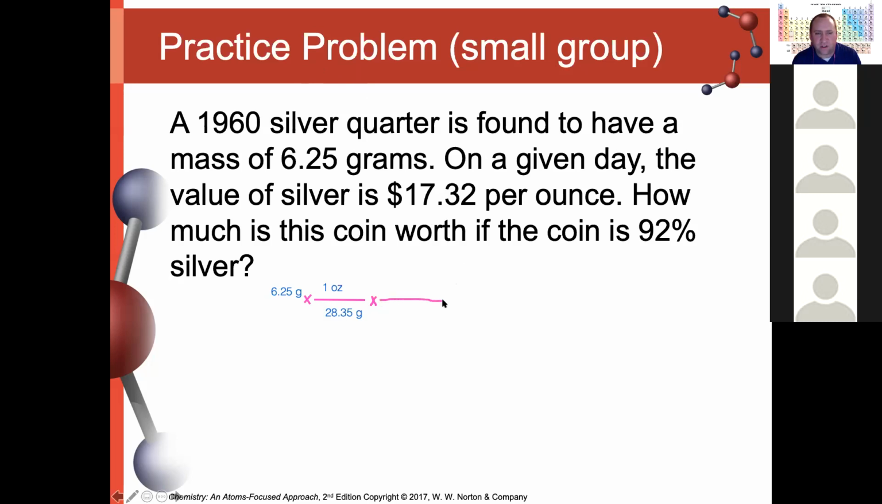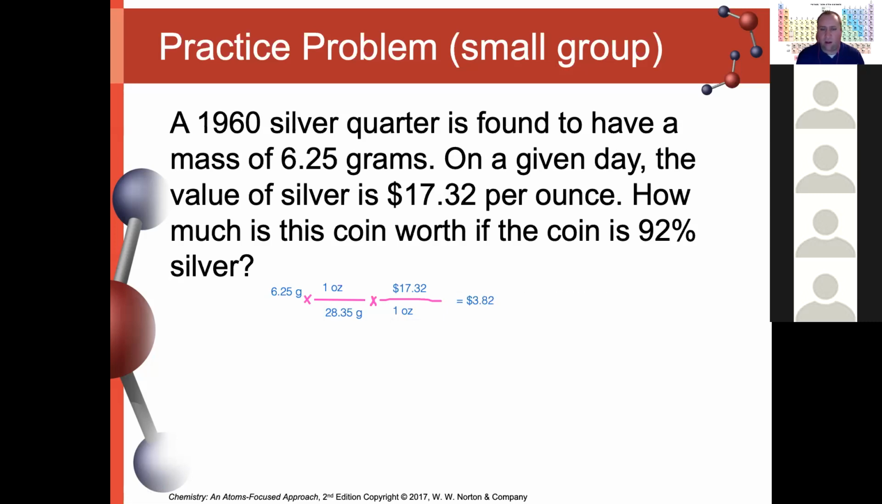Okay. Following the direction that Brett had us going, we can approach this one of two ways. It really doesn't matter which. But one of the directions that we can go is, we know that every ounce is worth $17.32. Now if we stop the calculation here and did an equals 6.25 multiplied by 17.32 divided by 28.35, what we would get is essentially $3.82.